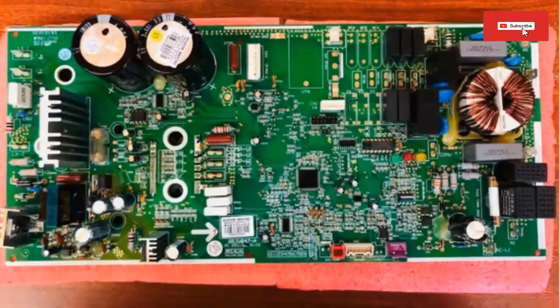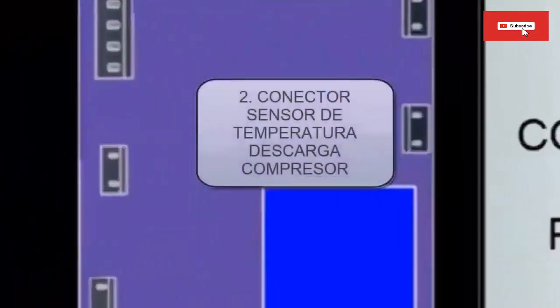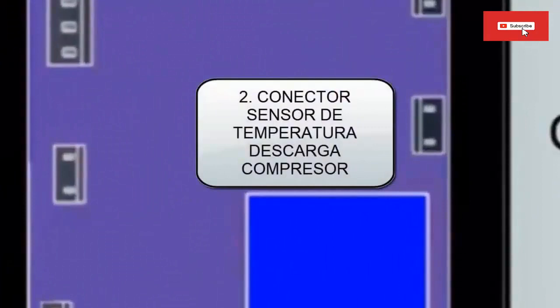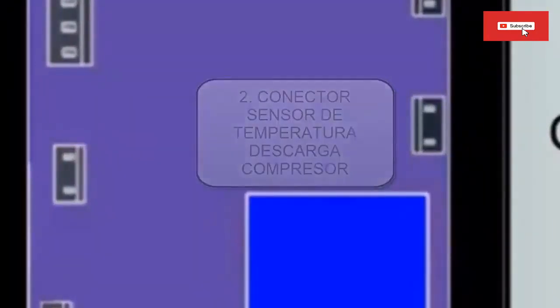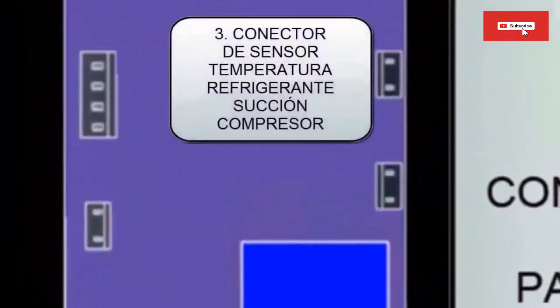Now it is time to continue with the other parts of the electronic card of the outdoor unit. 2. Connector for the refrigerant temperature sensor at the compressor discharge, to extend the life of the equipment. 3. Connector for the refrigerant temperature sensor in the compressor suction, to measure superheating. This sensor is very important if the equipment has an electronic expansion valve.